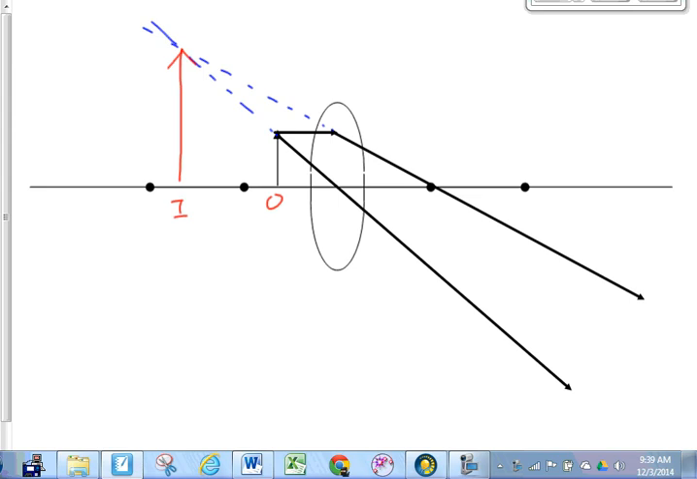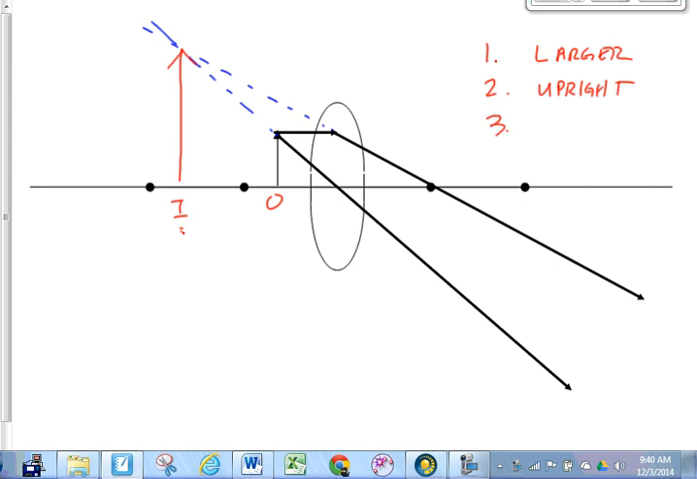Is the image larger, smaller, or the same size as the object? Devin, larger, smaller, same size? Larger, or bigger? Sometimes your textbook calls it enlarged. Doesn't really matter what you call it as long as you recognize that it's bigger. Second one, upside down or right side up? Is the image upside down or right side up? Right side up. I call that upright. There's all kinds of other terms that you could call it. It doesn't really matter as long as you recognize what it means.